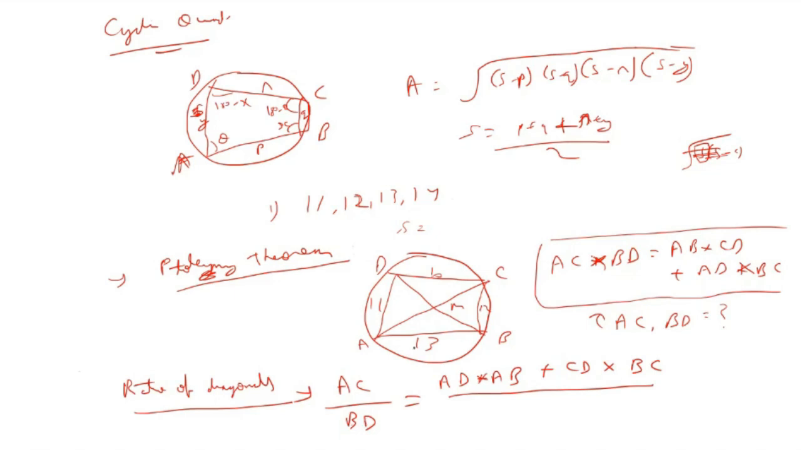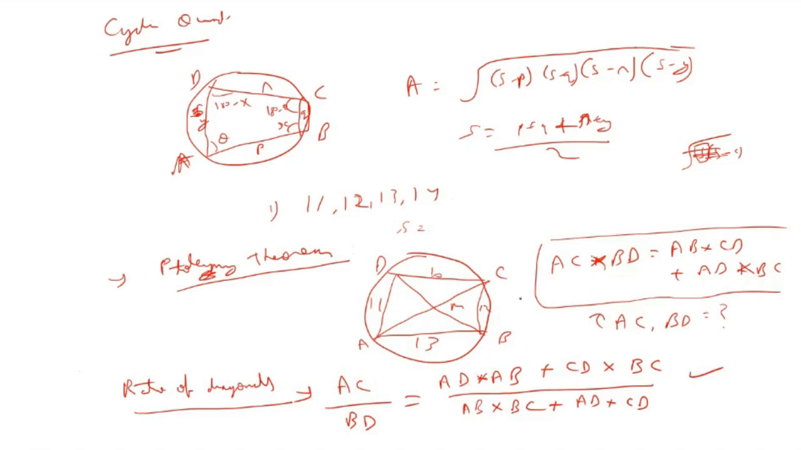What is B made up of? AB and BC. So AB into BC, plus, what is D made up of? This and this. So AD into CD. And that's it. This is the formula for the ratio of diagonals in a cyclic quadrilateral.